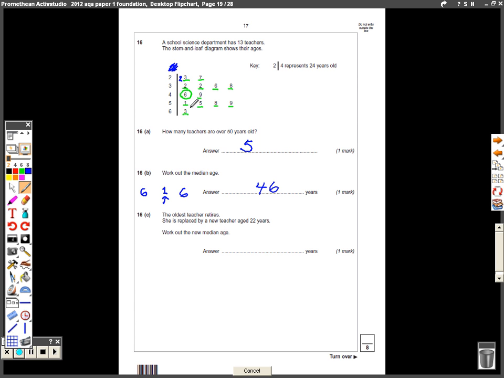Well, the oldest person has disappeared, so the order all goes down one, which means that the middle is not 46, it's now going to be 38. So the median is now 38.